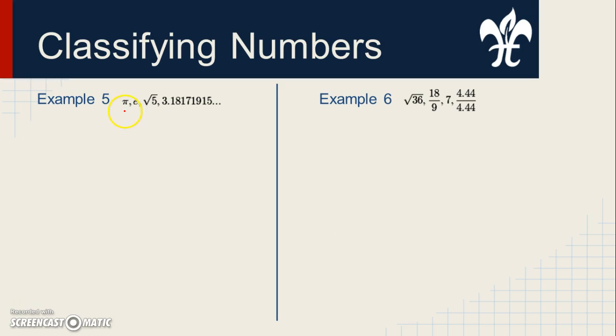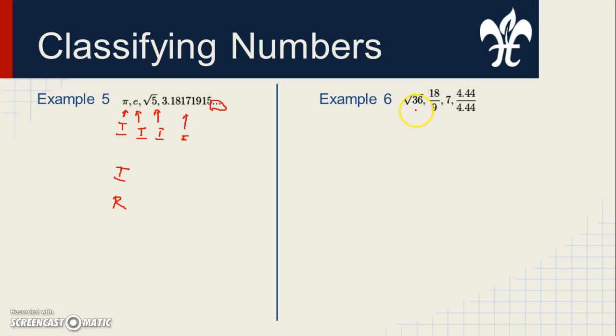Here we go again. We have pi. This is going to be irrational. E we've already talked about, irrational. Square root of 5 is not a perfect square, irrational. And then here we have a decimal that does not repeat, 18171915, and this dot dot dot means it hasn't truncated after 5. It continues on. We can't write numbers forever, so we stop at that point. So this is also irrational. So we have a set of irrational numbers that are also real.